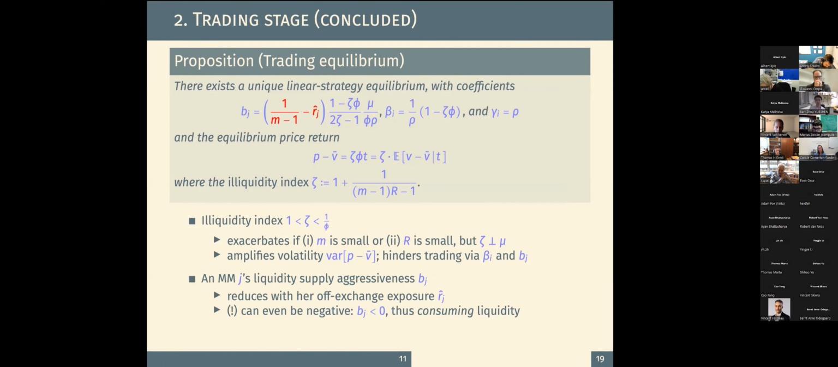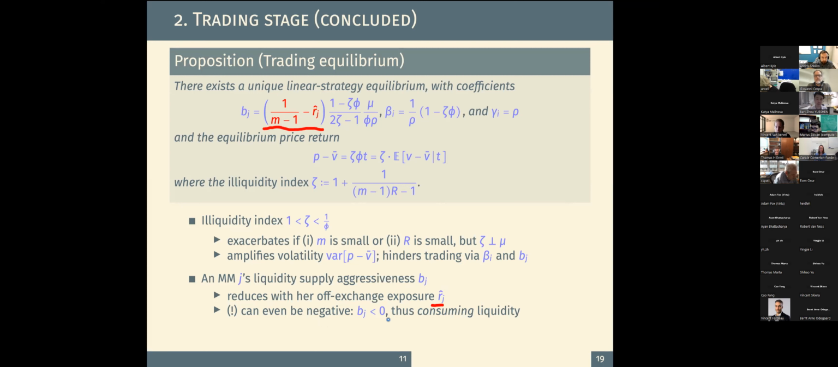And another insight coming from the model is that the market makers' liquidity supply aggressiveness b_j is decreasing in their off-exchange exposure R_j hat. So look at this bracket here, the red part. Remember, so far R_j hat, the fraction of off-exchange exposure to a market maker, is exogenous. If this exposure is very large, larger than 1 over n minus 1, then this term can indeed be negative, right?